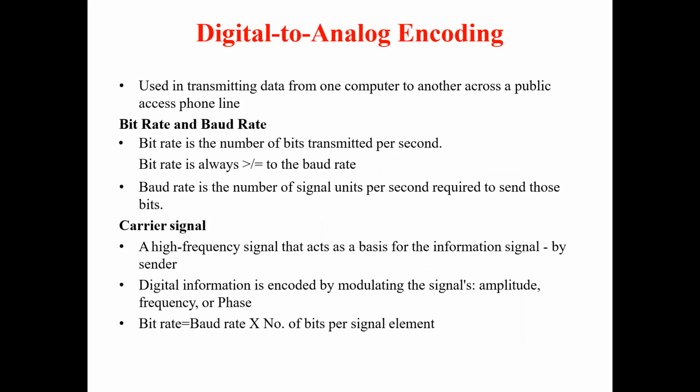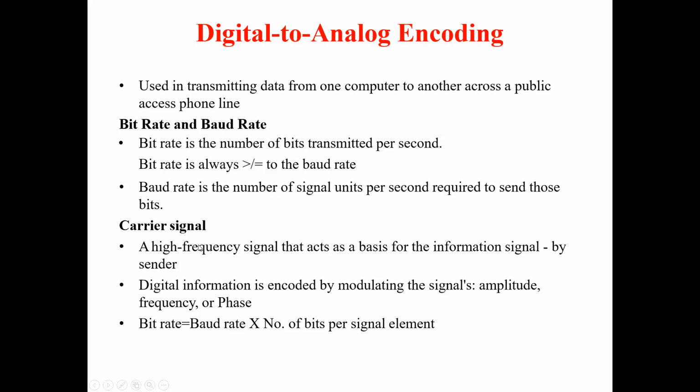Now we have to see the bit rate. I have told you that there may be some examples for calculating the baud rate, bit rate. So this bit rate is the number of bits transmitted per second. It is usually greater than or equal to the baud rate. We have seen the baud rate. What is that? Baud rate is the number of signal units per second required to send those bits.